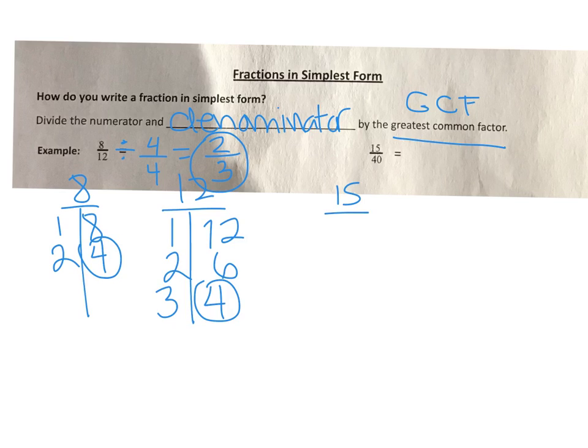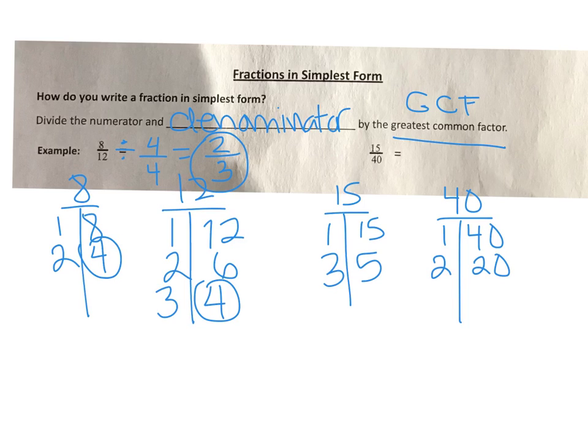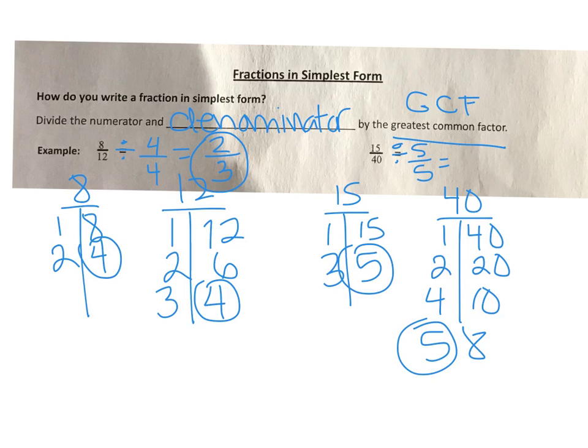Okay, let's do 15 and 40. So 15, we got 1 and 15, 3 and 5. 40, we got 1 and 40, 2 and 20, 4 and 10, 5 and 8. So my GCF is 5. So we're going to divide by 5 over 5. So 15 divided by 5 gives me 3. 40 divided by 5 gives me 8. So the simplified version is 3/8.